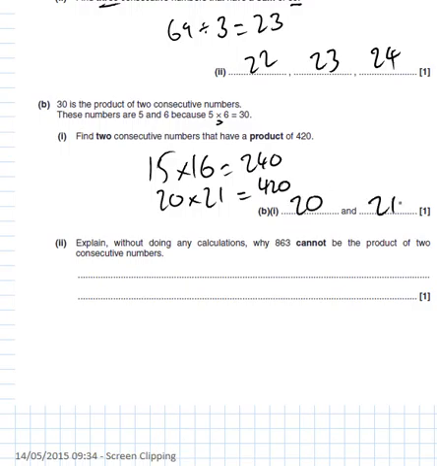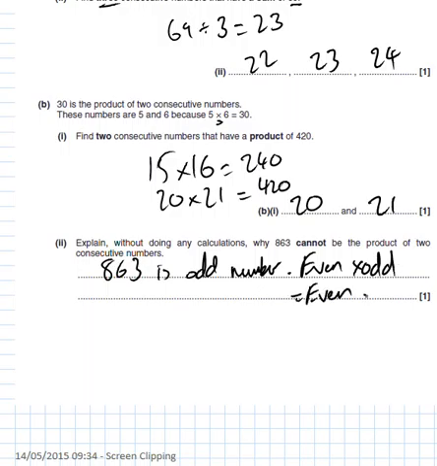20 times 21. Explain without doing any calculations why 863 cannot be the product of two consecutive numbers. So why couldn't you do that then? Well, because 863 is an odd number. And you're always going to be timesing an even number by an odd. And if you've got an even number times an odd, that will always give you an even number.